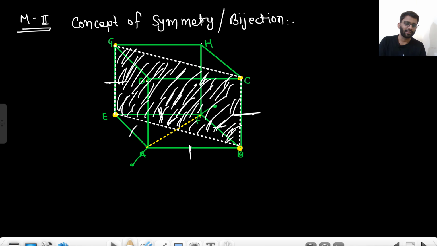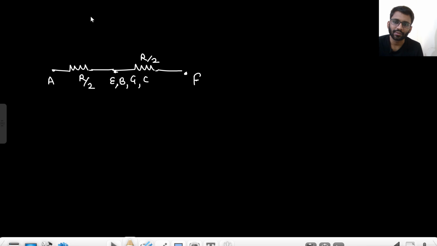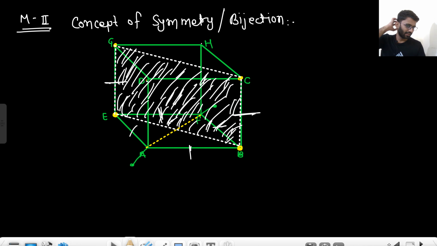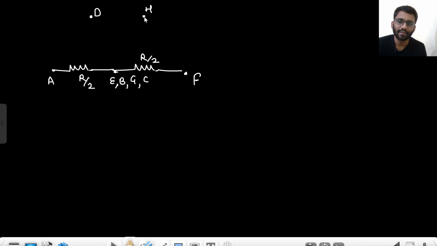Now there is a point H and there is a point D. So A is near to D. I will write down D here and I will write down H here because H is near to F. So between F and H, there is R. So this is gone now. Between H and F, there is R. Between A and D, there is also R.